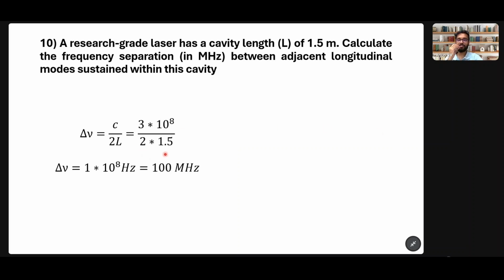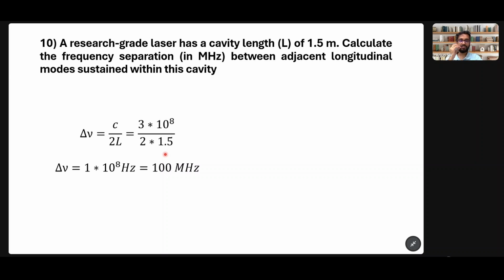And the last question. A research grade laser has a cavity length of 1.5 meter. Calculate the frequency separation in megahertz between adjacent longitudinal modes sustained within this cavity. So we are given the cavity length, that is 1.5 meter, and we have to calculate the frequency separation between adjacent modes.